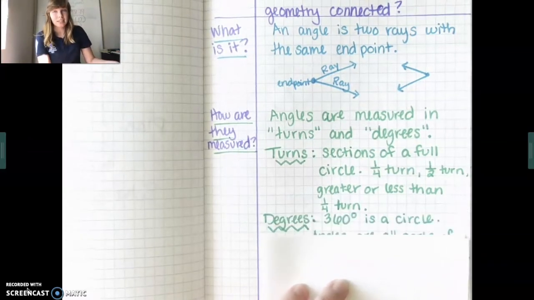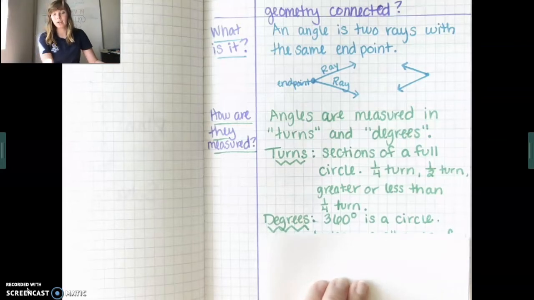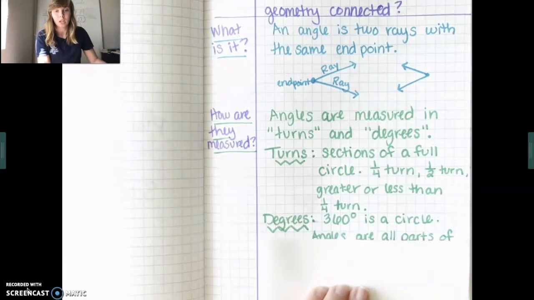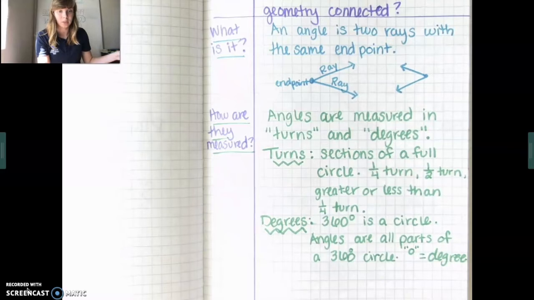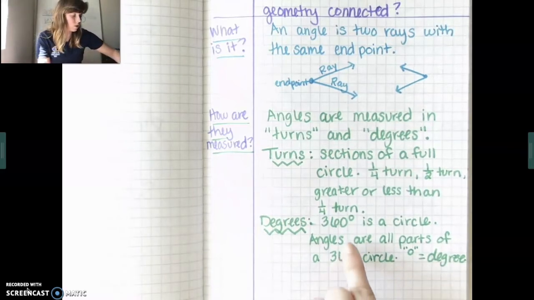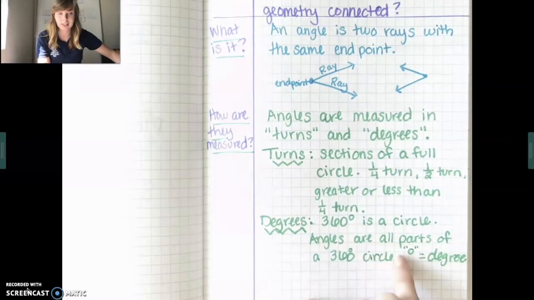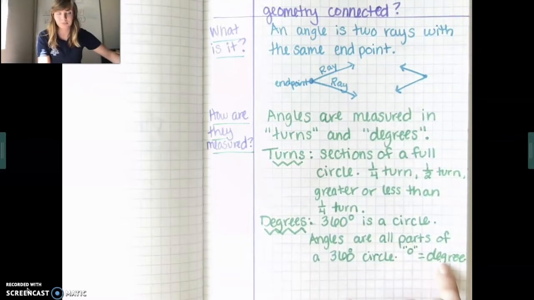Degrees. You'll see this a lot more commonly as angles measured in degrees, and you'll be learning how to actually measure angles using degrees too. So 360 degrees is a full circle. That's why if you hear people say if you do a front flip or a back flip, it's 360 degrees, because you're going all the way around. It's a full circle. Angles are all parts of a 360 degree circle. Now, there's this little circle above the number. That's called a degree. So the little tiny circle at the top means degree.